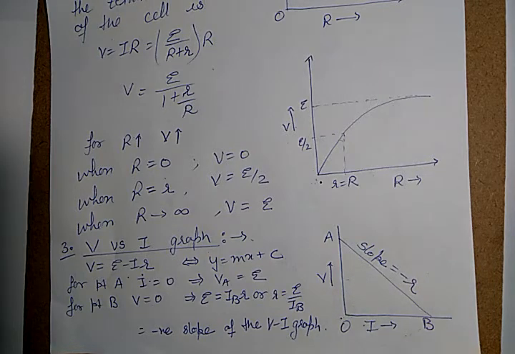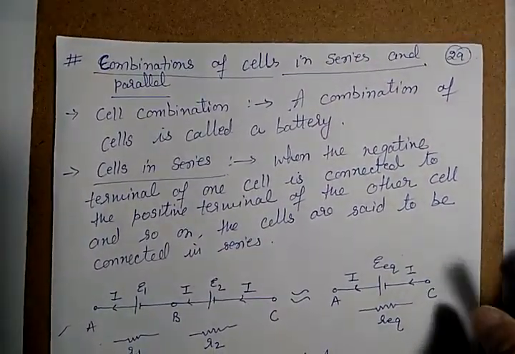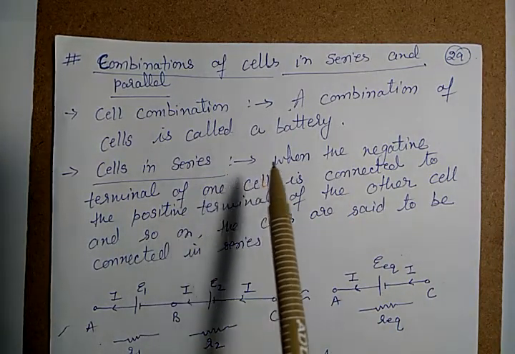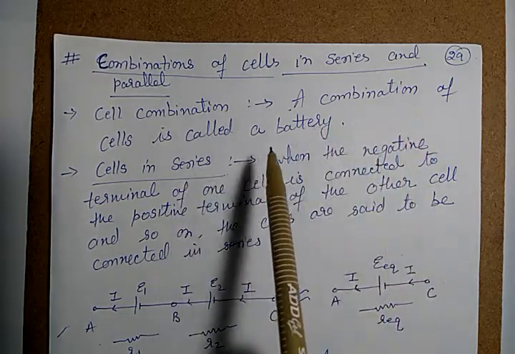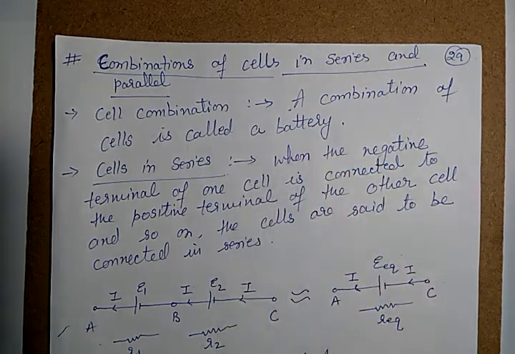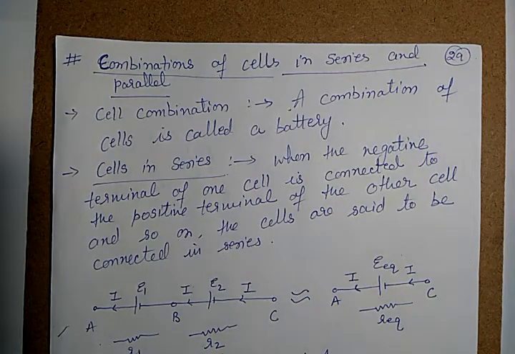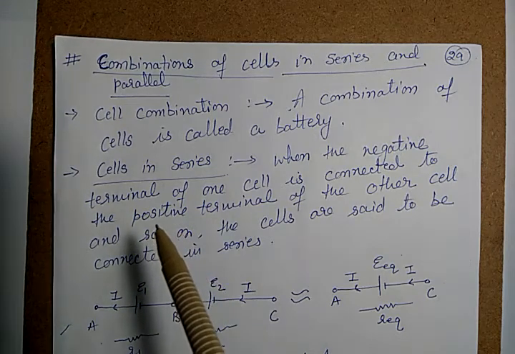Now, after discussing the characteristics of a cell, let us discuss the combinations of cells in series and parallel. As we know, when the cells are combined together, that arrangement is known as a battery. So, a combination of cells is called a battery. Now, in a battery, the cells may be connected in series or in parallel. Like we had already studied the topic of series or parallel combination for the resistances as well as the capacitors, likewise we are discussing the combinations of cells.